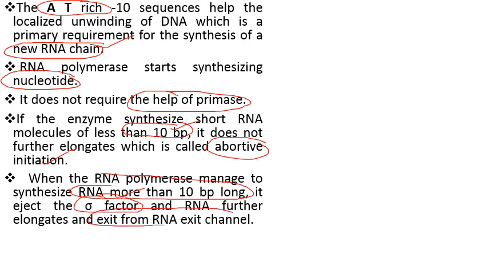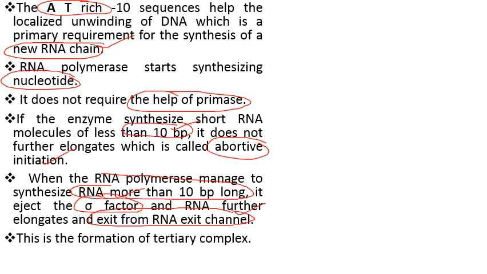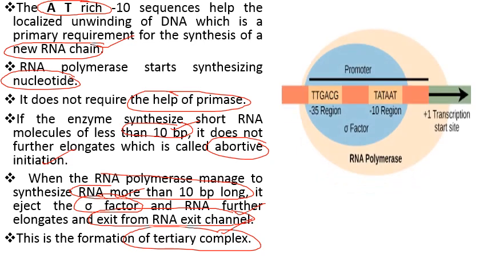The sigma factor leaves the core enzyme and goes out. Then it is left with only the core enzyme. The holoenzyme gets dissociated into core enzyme and the sigma factor, which gets ejected from the core enzyme. This leads to formation of a ternary complex. So this RNA polymerase binds to a specific site, which is known as the promoter region on the DNA. And this sigma factor helps in recognition of these conserved sequences on the promoter region of DNA.